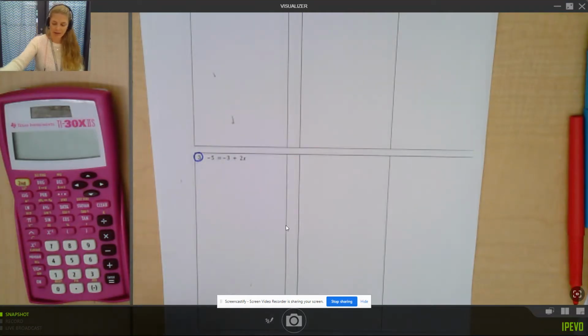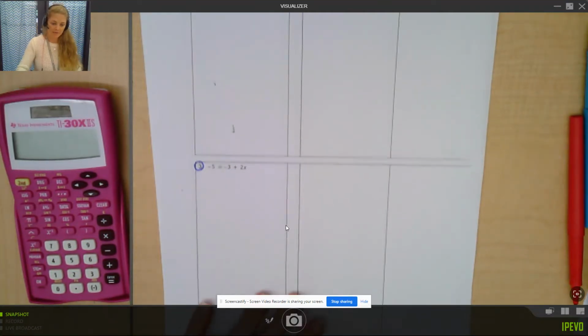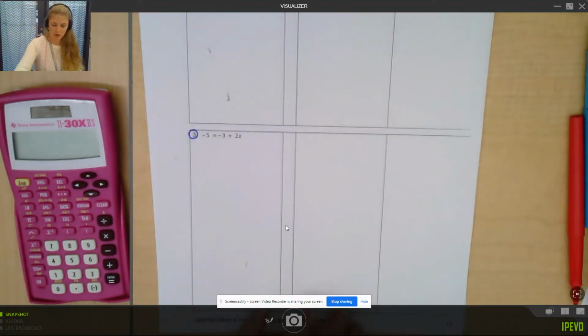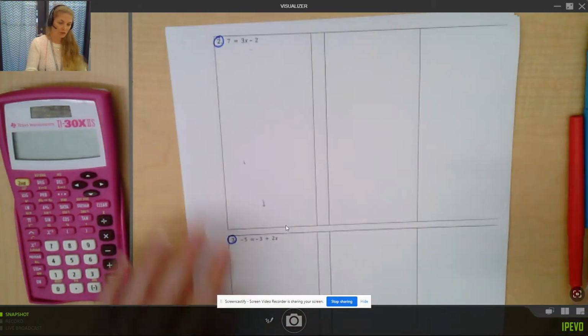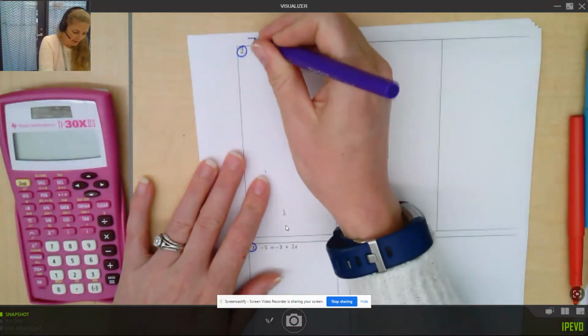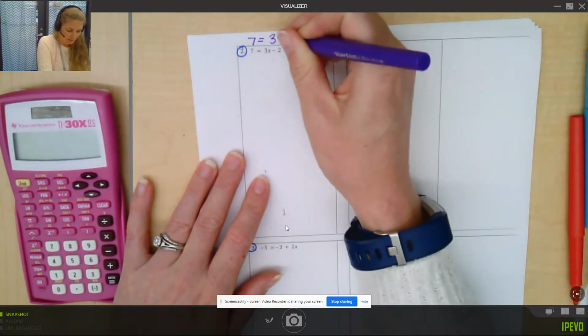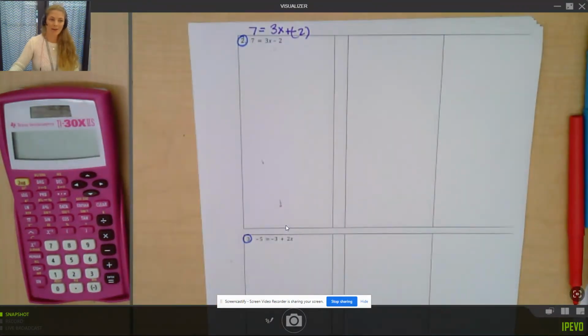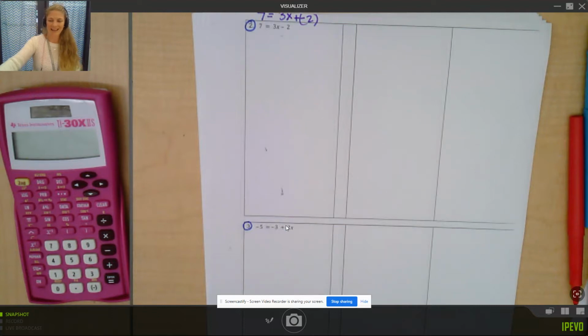So what I'd like you to do is pause the video and finish 2 and 3 on the next page. Go ahead and finish 2 and 3. I'll help you out getting 2 started. We are going to rewrite this as 7 is equal to 3x plus -2. Okay, go ahead and pause the video and we'll go over it in just a second.